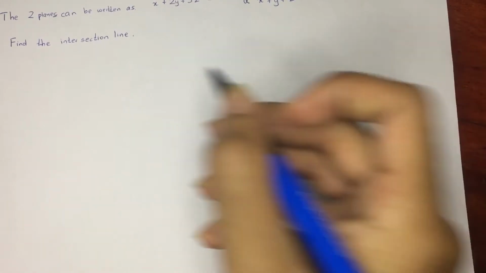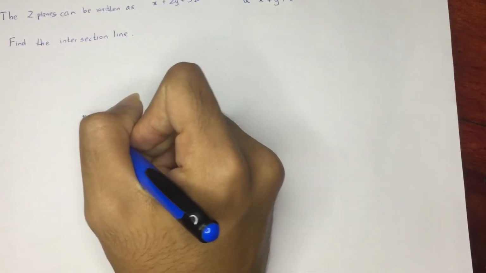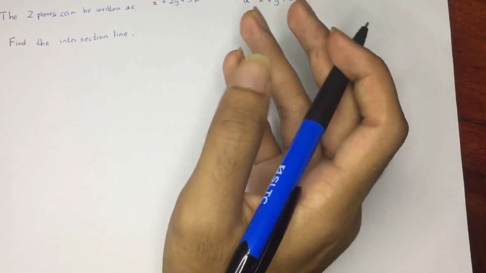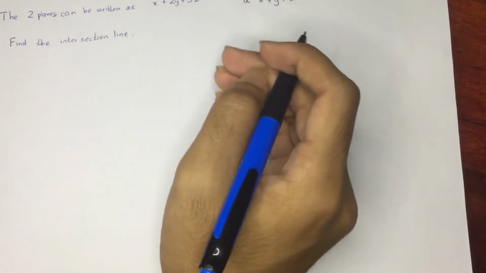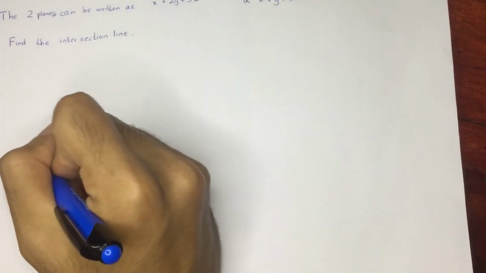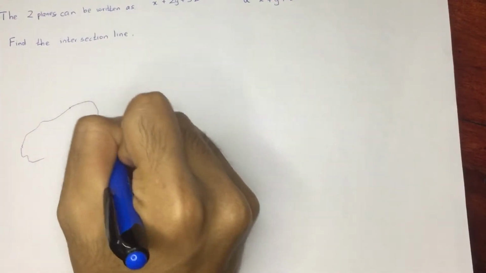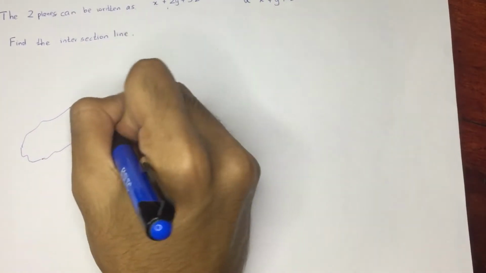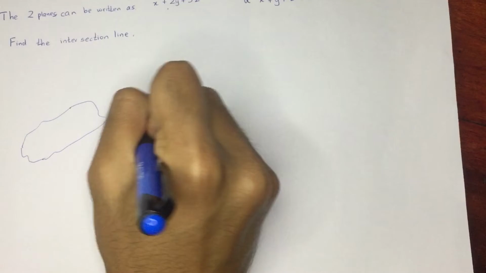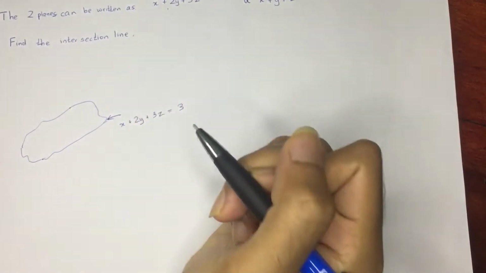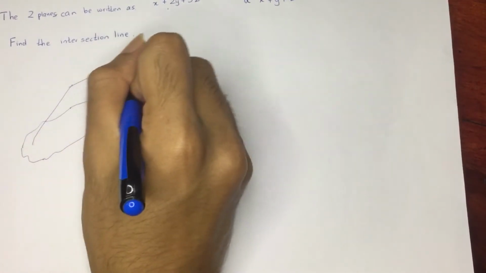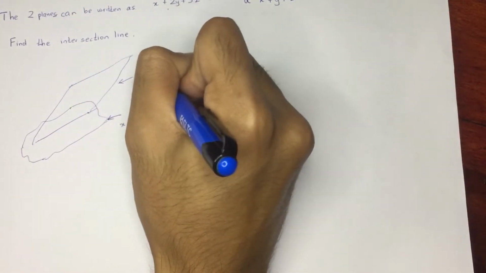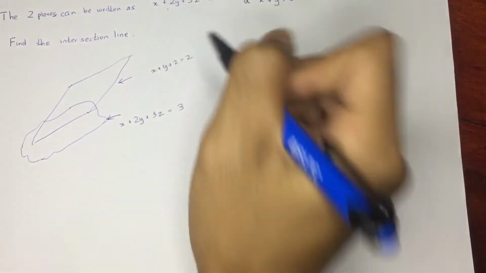As I mentioned in my previous video, when you are solving any vector questions, it's easy if you draw an image. So let's say this is a plane. We can directly write the equation of this one: x plus 2y plus 3z equals 3. After that I'm going to draw another plane, let's say in this direction. Let's say this is x plus y plus z equals 2.